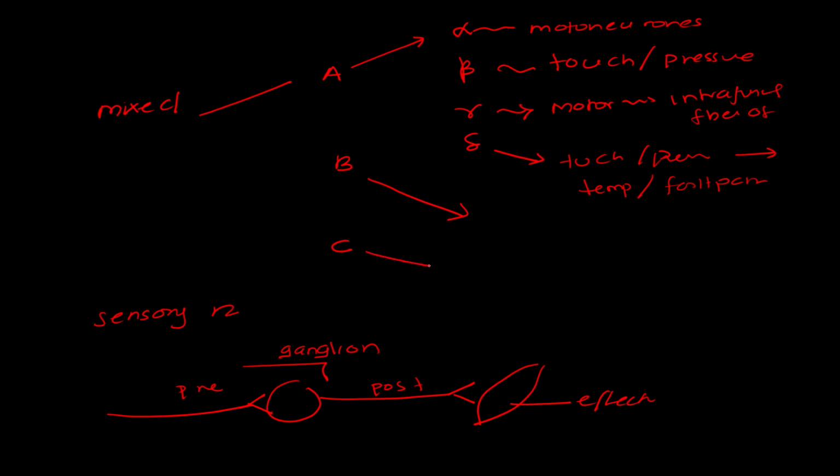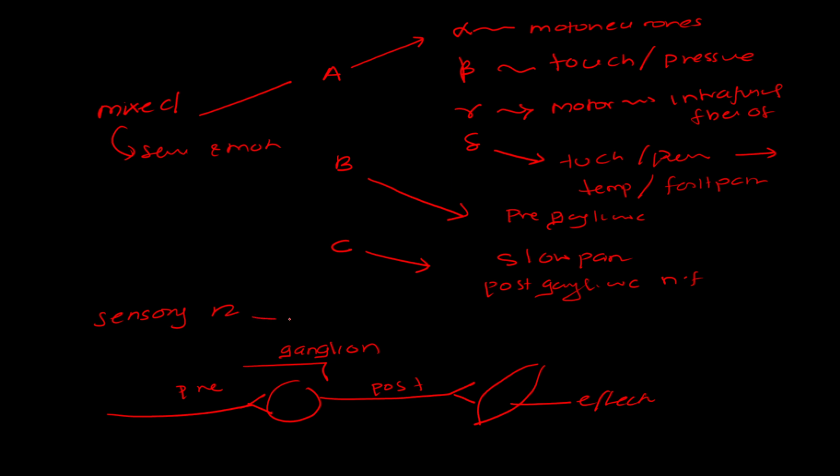Then there's the C type. C type, as you can remember, carries a sensation of slow pain and is also found in post-ganglionic nerve fibers. These are preganglionic B type, and the postganglionic nerve fibers of the autonomic system are composed of C type. Mixed nerves, good, are composed of both sensory and motor fibers.